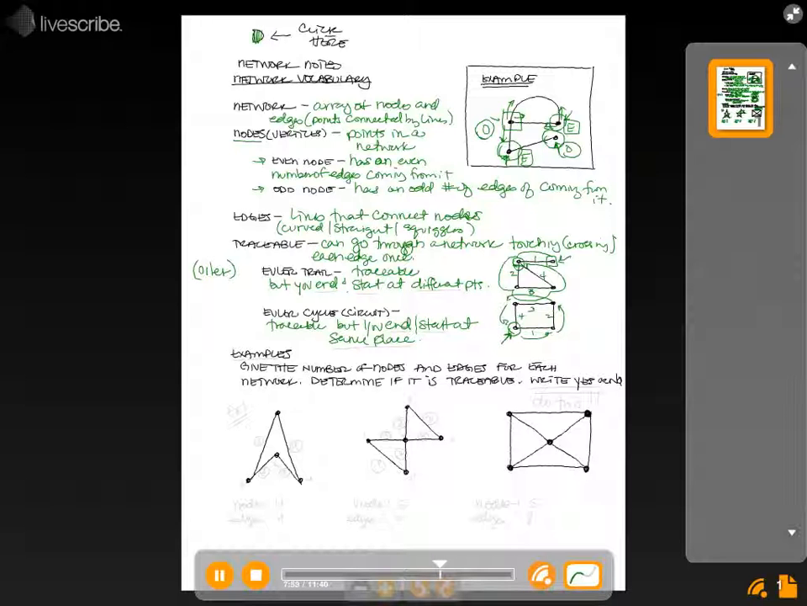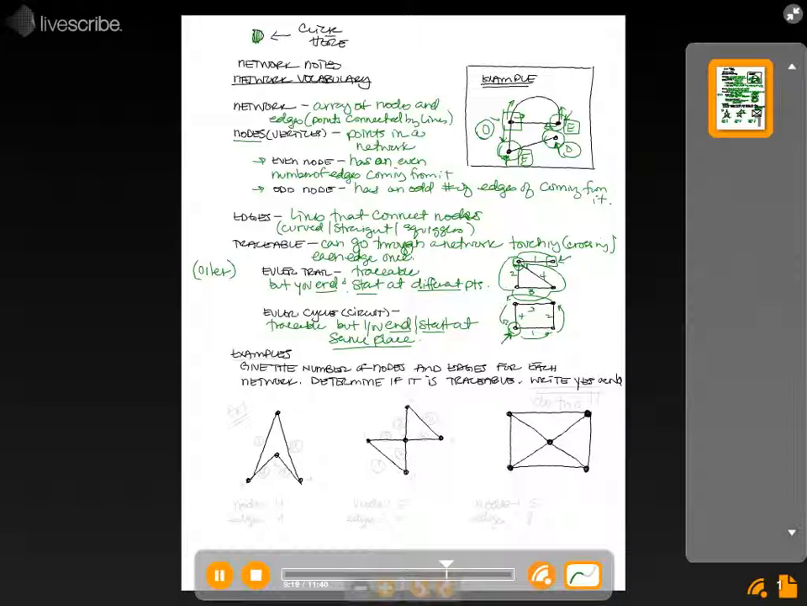You'll hear both. Okay, so an Euler trail starts and ends at different points. An Euler cycle, you start and end at the same point, the same place. But they have to be traceable first. If it's not traceable, then it can't be those two things. So you have to test and see if it's traceable first, which may just take some trial and error on your part.